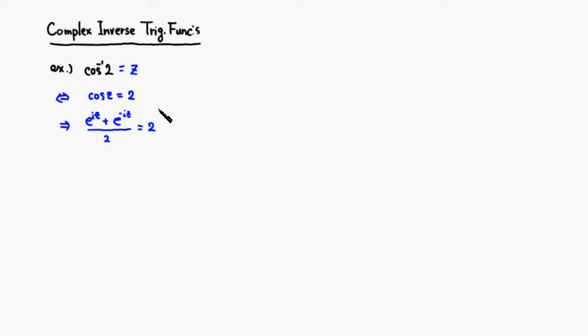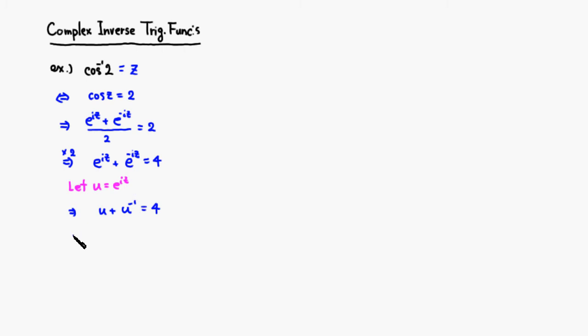I don't like fractions, so I'm going to multiply both sides by 2. So you get e to the iz plus e to the negative iz is equal to 4. Then I'm going to do a substitution here. I'm going to let u be e to the iz. Then you will get u plus u to the negative 1 is equal to 4.